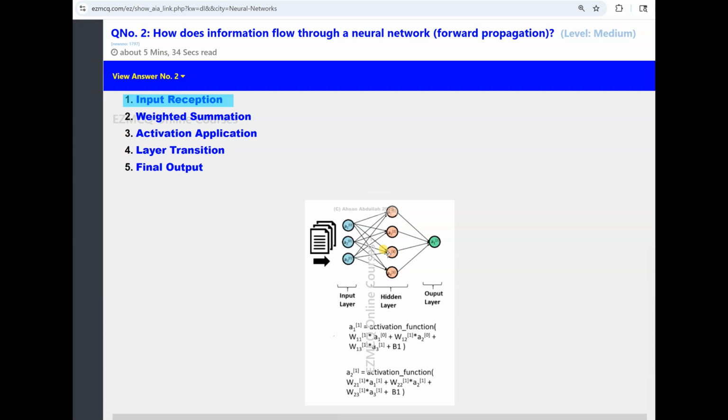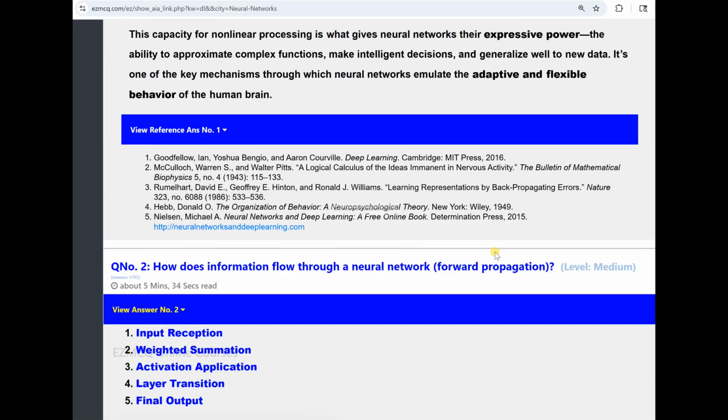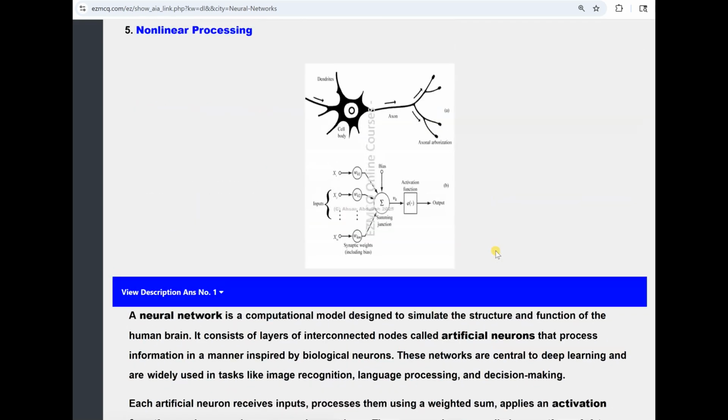This kind of mimics the biological neurons in our brain, which integrate signals and then decide whether to fire or not, whether to activate or not. We have covered this. And then is the activation application. After the summation has taken place, the activation function is applied to introduce non-linearity. Maybe in the next Q&A we'll look at the activation function also. I don't think we had the activation function in the previous one. Let me take a look. So we had that activation function. That's the activation function we are talking about.